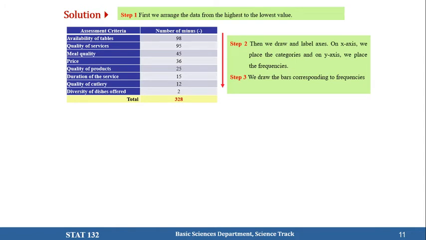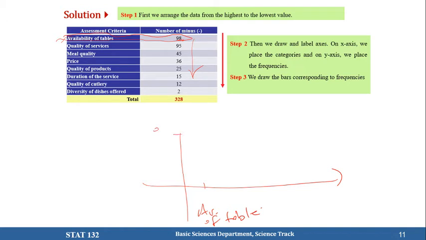Now you change. Okay, this 98. The availability of tables was the most one. So when you sort them in descending order, this comes first because it has 98 minuses. You put the frequencies here and sort them. Then you put here availability of tables, 98, and make the bar chart 98. Then you can do the rest by looking at the values here.